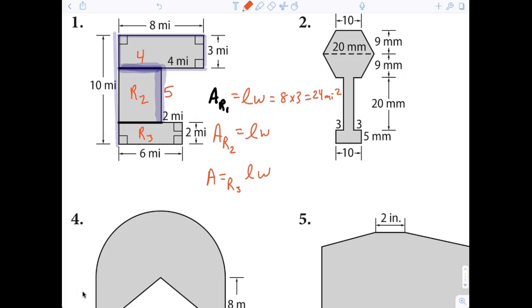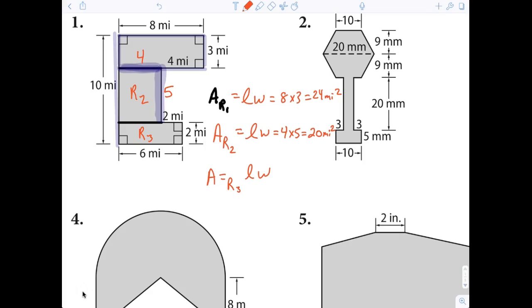All right? So what are the dimensions of the second rectangle? 4 by 5. And so that area is going to be what? 20. Okay? And then the bottom rectangle is a little bit easier.